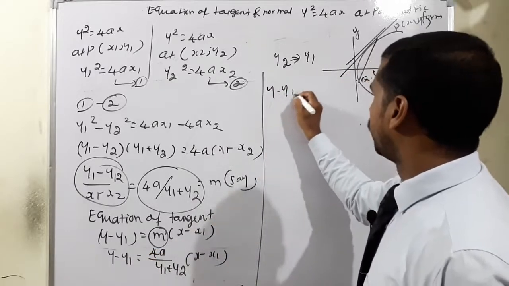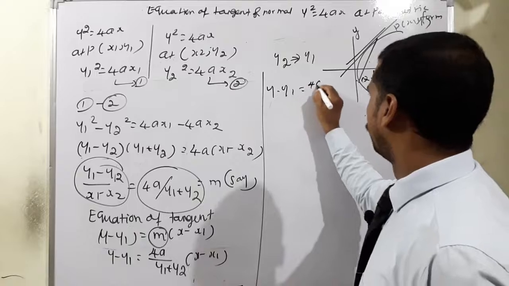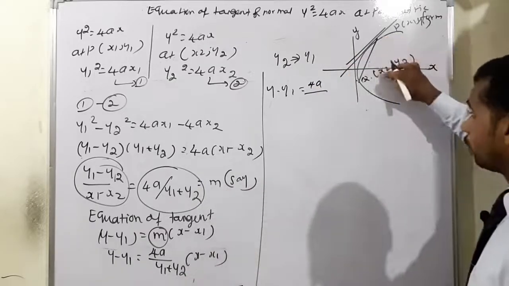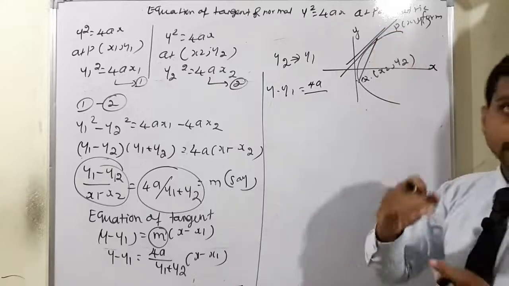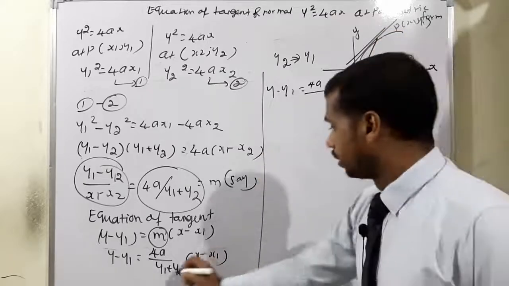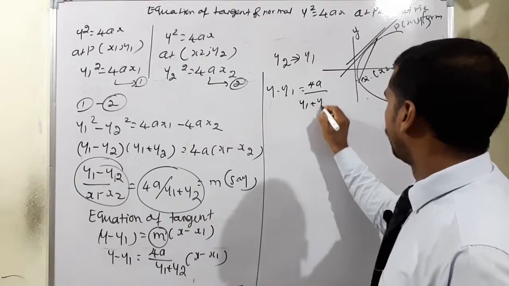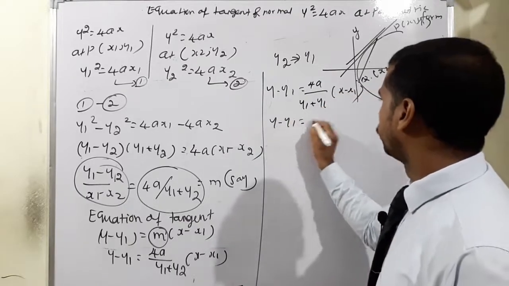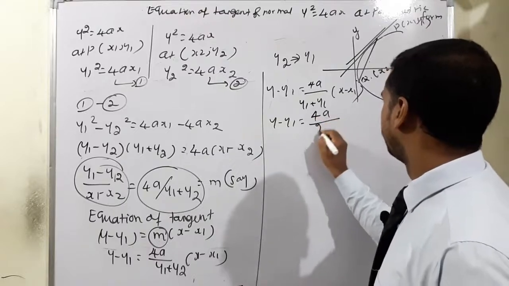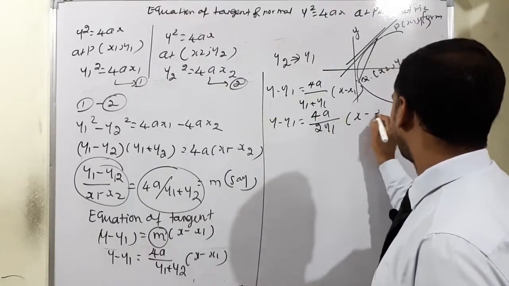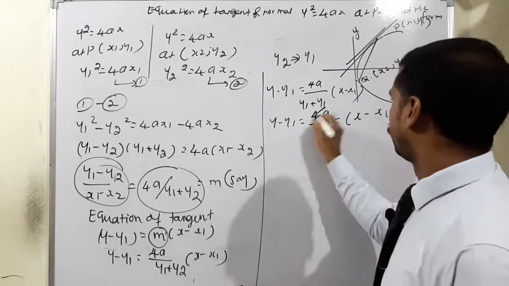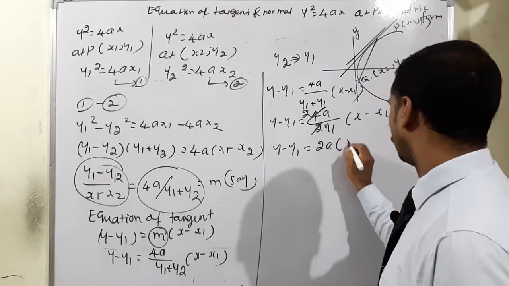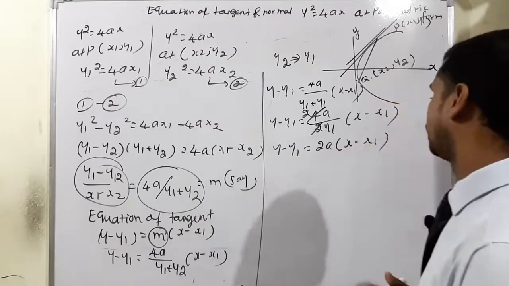Y minus y1 is equal to 4a divided by y2. Also we can consider y1, because the normal line will be equal to the tangent. So y minus y1 is equal to 4a divided by 2y1 into x minus x1. Again 4 and 2 cancel, means 2 times. So y minus y1 is equal to 2a into x minus x1.